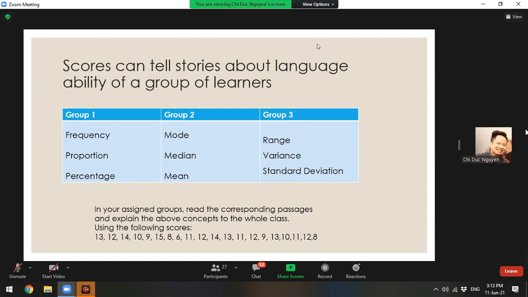So with the above examples, I have two groups. Can I make a conclusion that the new teaching method is very effective?